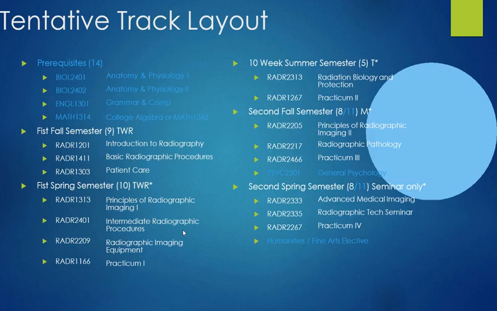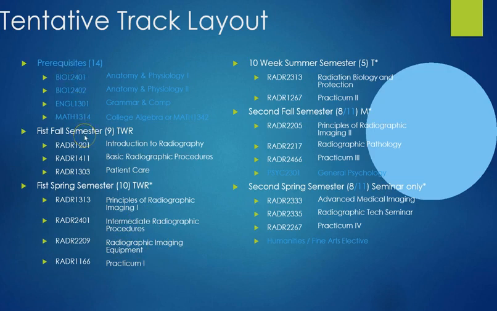This is just the outline of what you take each semester. So in the fall, you take intro, basic radiographic procedures, and patient care. The spring is going to be imaging 1, intermediate radiographic procedures, equipment, and practicum 1. So that's when you start clinicals.